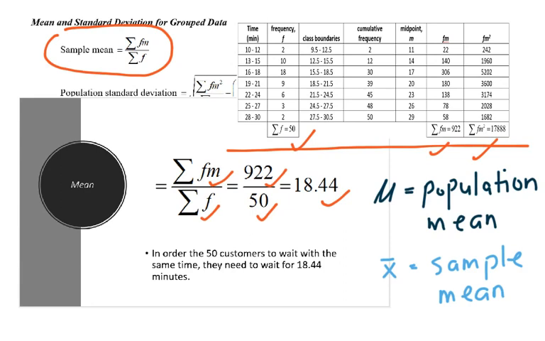If you want to interpret, or you want to know the explanation for this value of mean, 18.44, it means that in order for all of the 50 customers that we collected our data from to wait the same time to be served the food, they need to wait for 18.44 minutes. So that is the meaning of the mean.